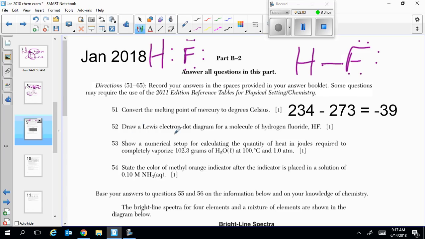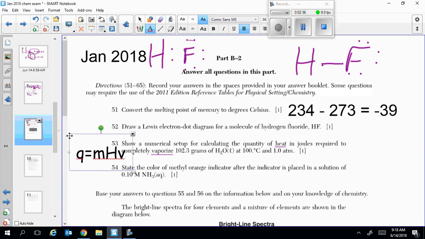All right, next one. Show a numerical setup for calculating the quantity of heat in joules required to completely vaporize 102.3 grams of water at 100 degrees Celsius and 1 atm. So they're asking me to solve for Q. So I go to the back of the reference tables and I go to the Q formulas. And Q is equal to mHV. And I know I want to use that one because I want to vaporize.